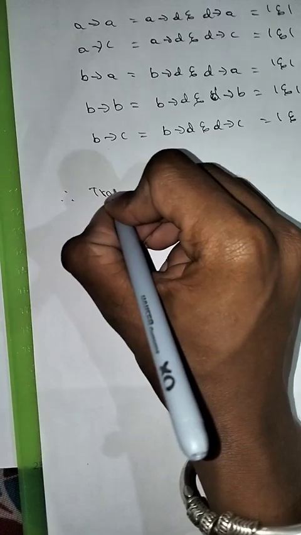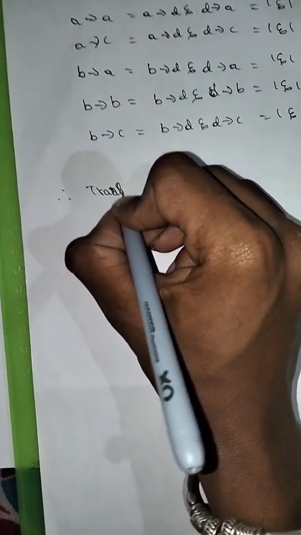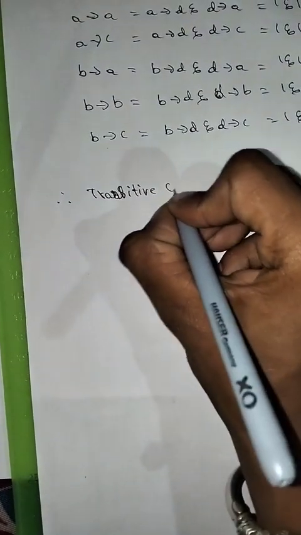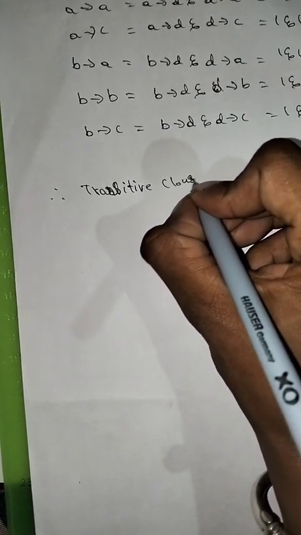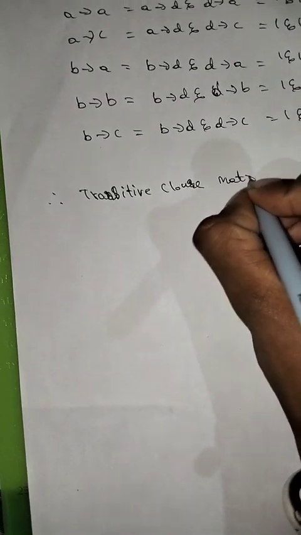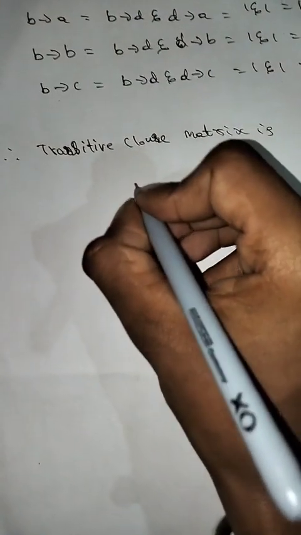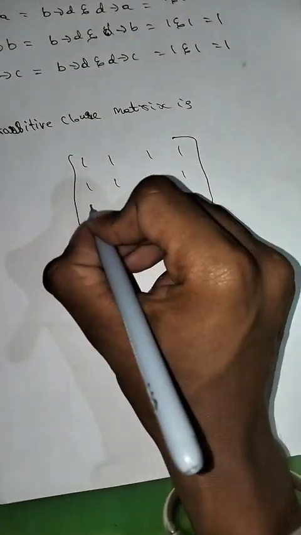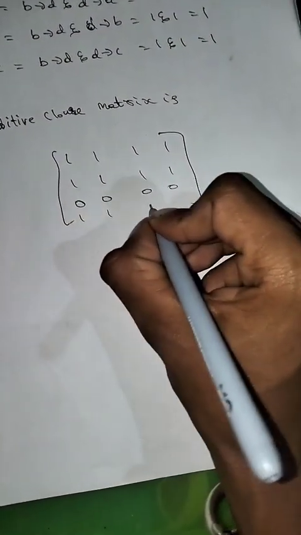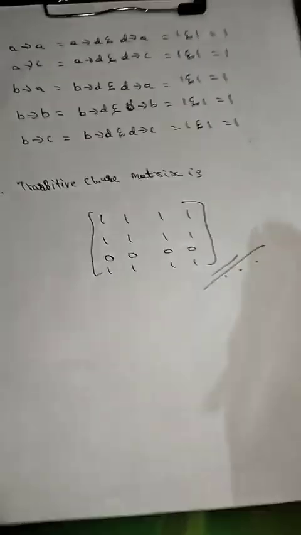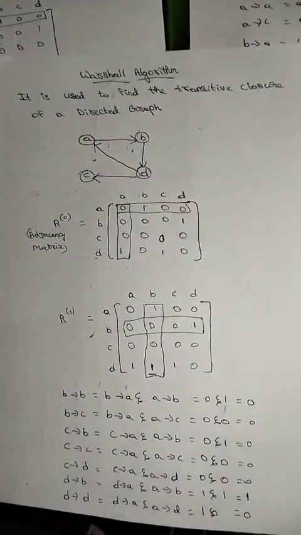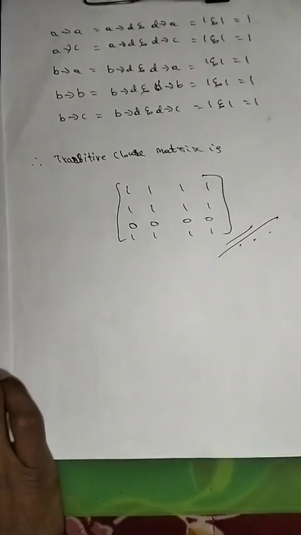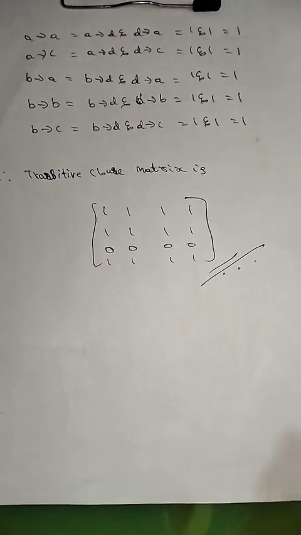Therefore, the transitive closure matrix is 1 1 1 1, 1 1 1 1, 0 0 0 0 and 1 1 1 1. This is the transitive closure of a directed graph. We found the transitive closure of a directed graph.